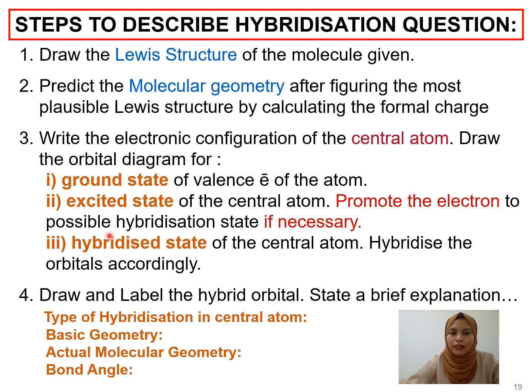And last but not least, please write its hybridized state. Okay. By hybridizing the orbitals accordingly. Last but not least, please draw and label the hybrid orbital. If it has sigma bonds, draw the sigma overlap. Show the sigma overlap. If it has pi bonds, show the pi overlap, and then state a brief explanation on the molecule such as the type of hybridization in the central atom, basic geometry, actual molecular geometry, and the bond angle. Okay, so I think that's all for the hybridization topic. So I'll see you again in subtopic 4.4 and 4.5 later. Thank you guys.